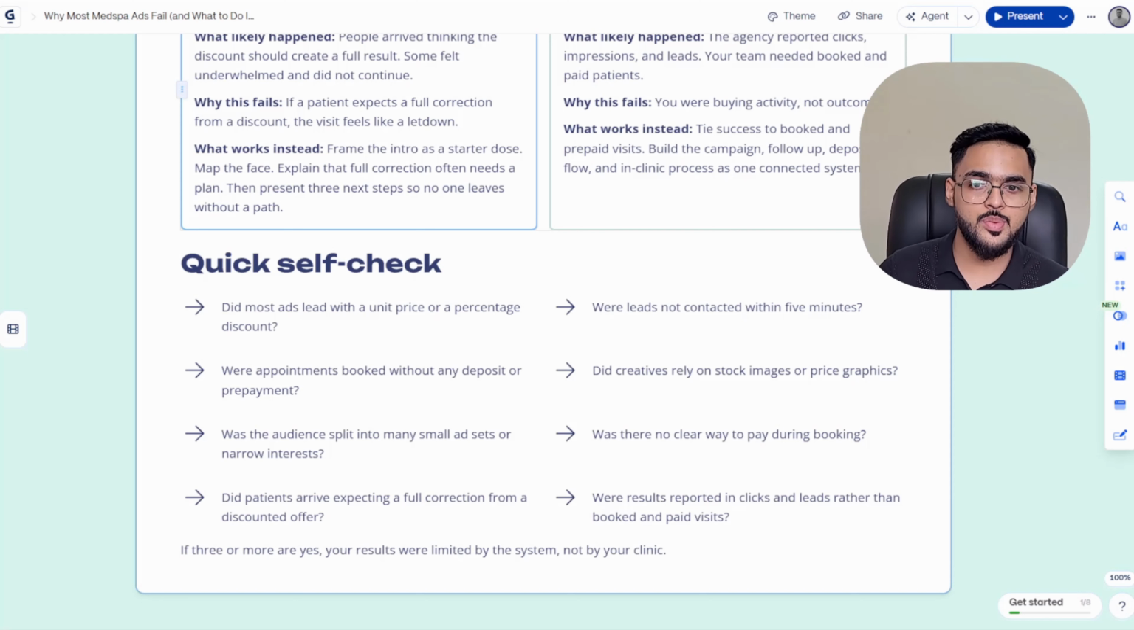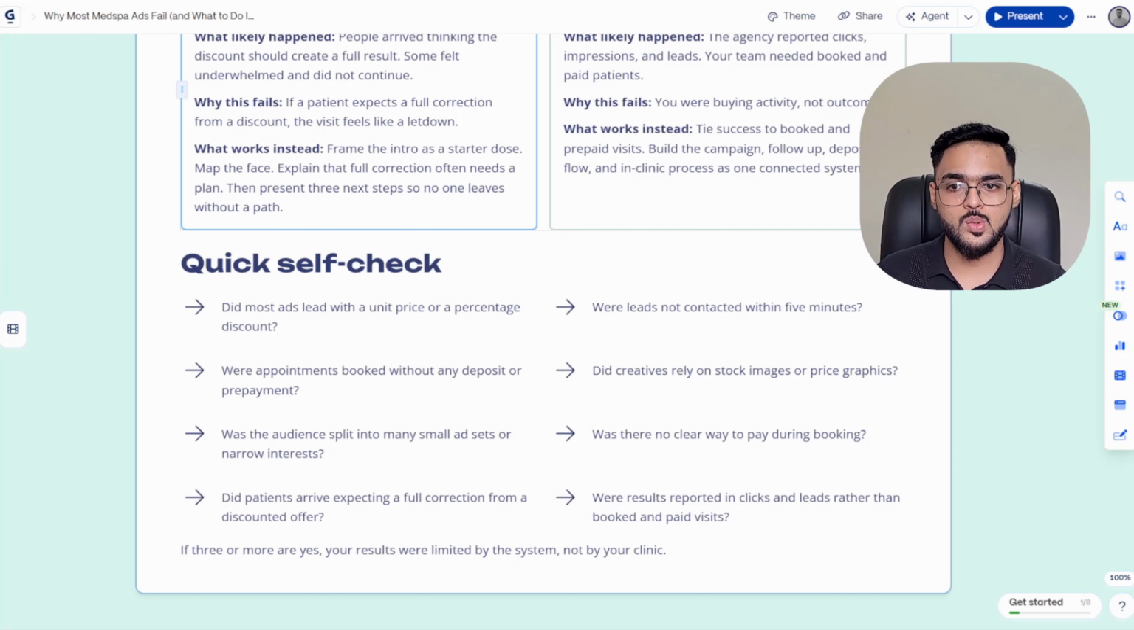Was the audience split into many small sets or narrow interests? Was there no clear way to pay during booking? Did patients arrive expecting a full correction from a discounted offer? Were results reported in clicks and leads rather than booked and paid visits? And if you've experienced even three or four of those, it's no wonder that your past campaigns didn't deliver.